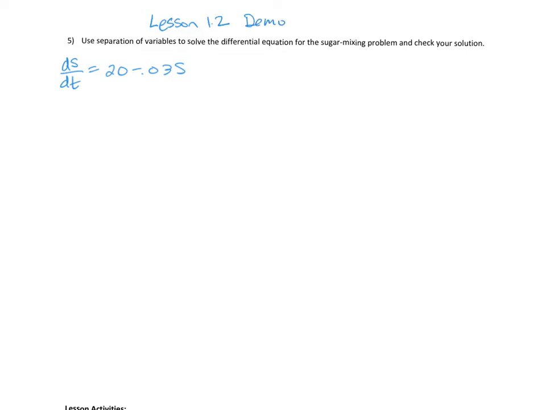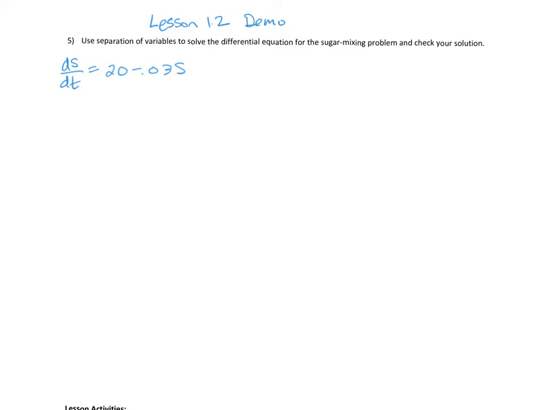Okay, ds/dt is 20 minus 0.03s. That's the differential equation we got for the sugar mixing problem. I'm going to solve using separation of variables. Separation of variables says get all your s's on one side and all your t's on the other. That includes the ds and the dt. You treat that like a fraction.